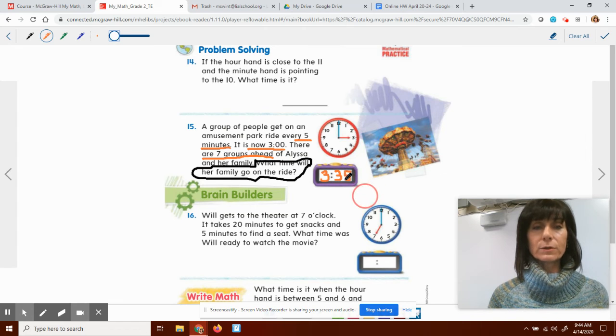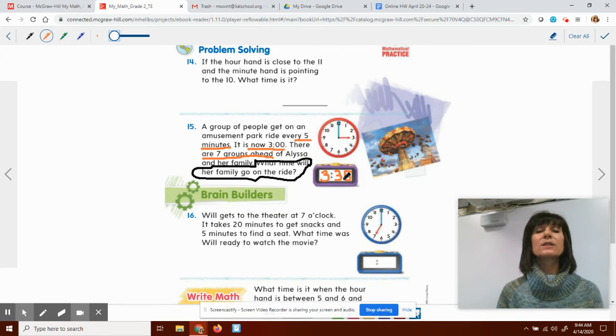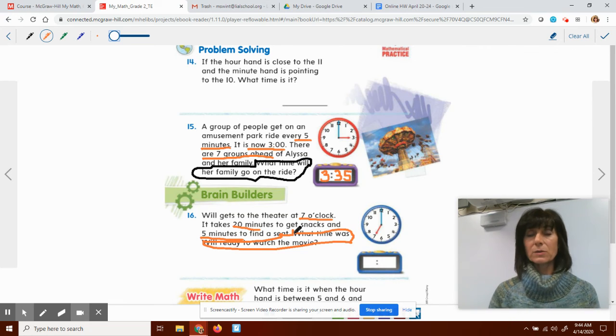Our brain builder today is this. Will gets to the theater at 7 o'clock. It takes 20 minutes to get snacks. It takes 5 minutes to find a seat. He gets there at 7. What time will he be ready to watch that movie? Which we're watching a lot of movies at the Swint household.